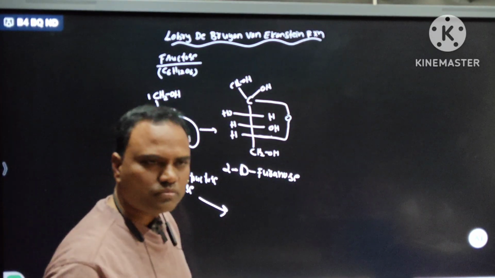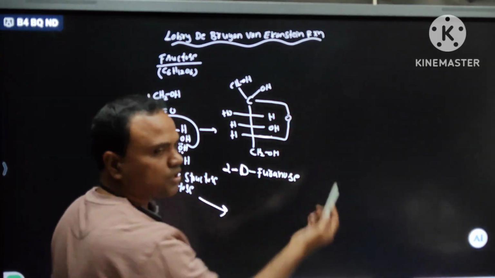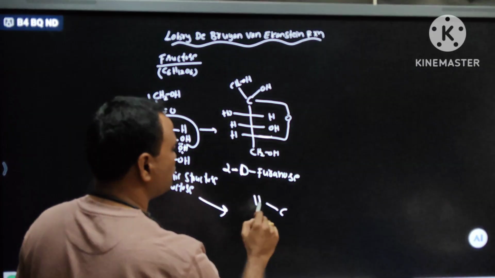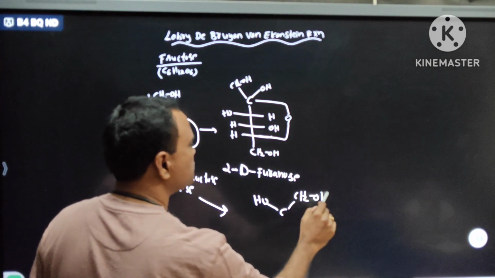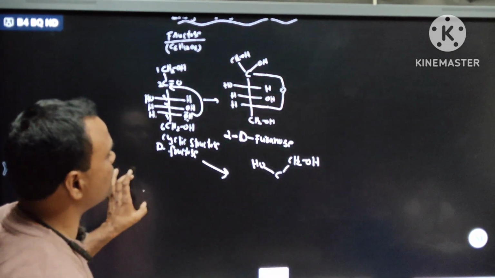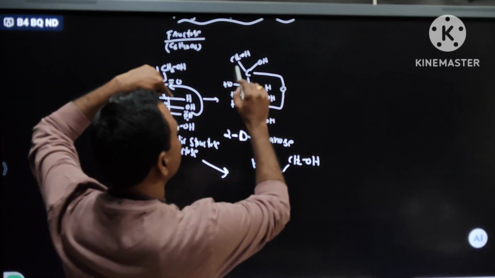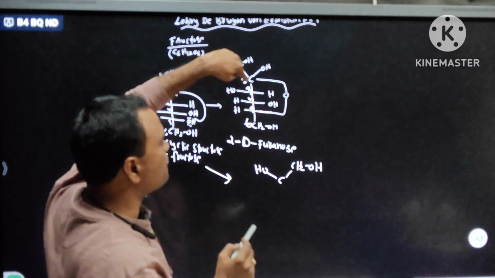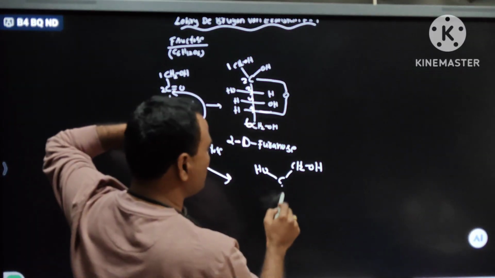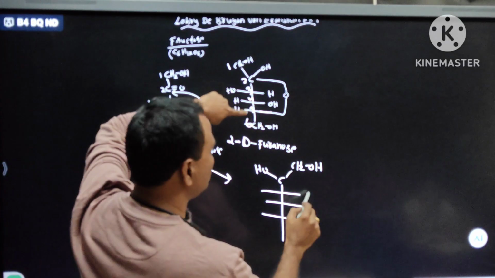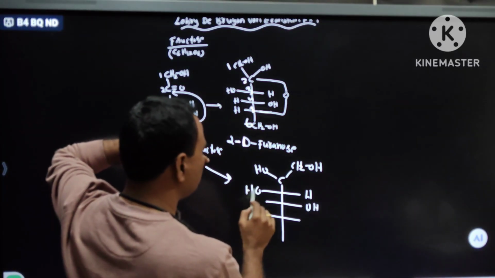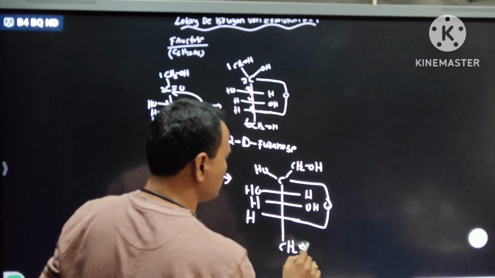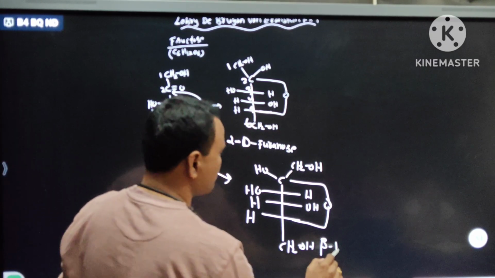Can we write the beta D form also? This OH is on the right side; put the OH on the left side. CH2OH. The remaining structure is as it is. Just you are changing at the second carbon. Let us consider numbering 1, 2, 3, 4, 5, 6. At the second carbon only the difference will come. The remaining structure is the same. H, OH, OH, H, H, and this is CH2OH. This is beta D furanose.